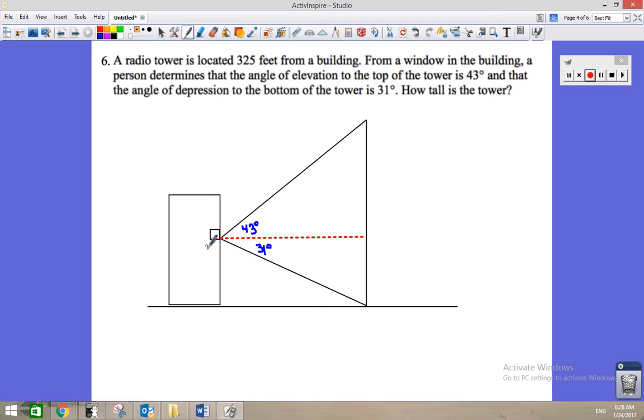Let's define some variables here. The height to the window, let's call that A. And from the window to the top of the tower, let's call that B. And then the height of the tower will just be A plus B.